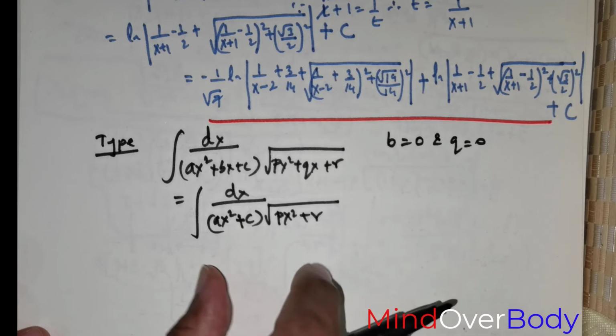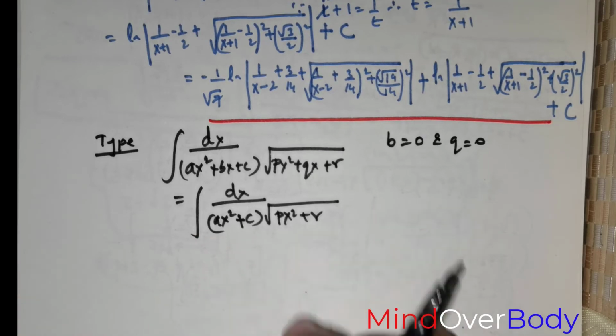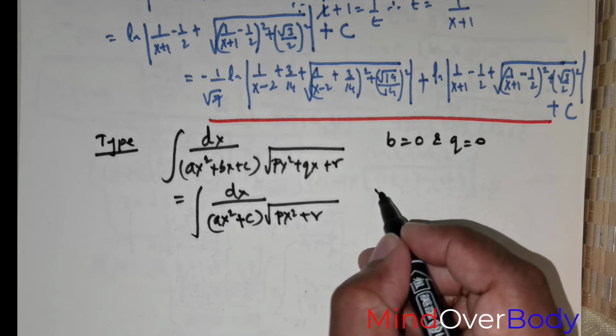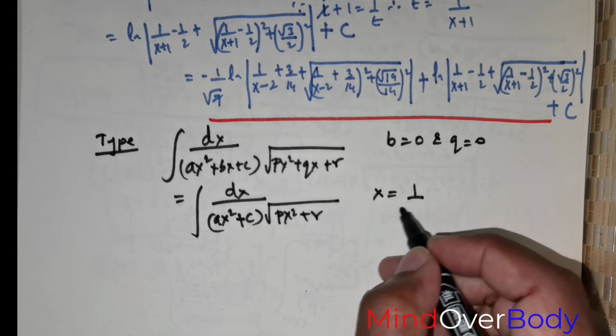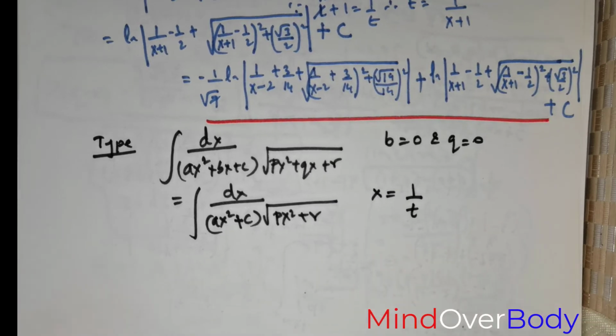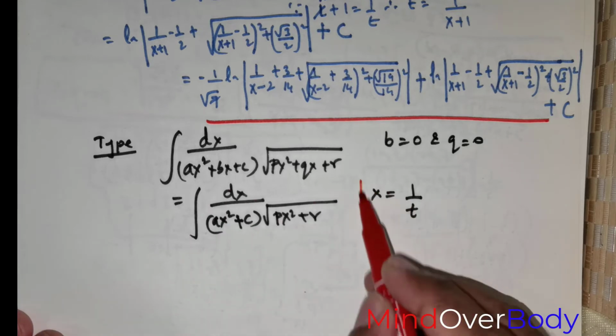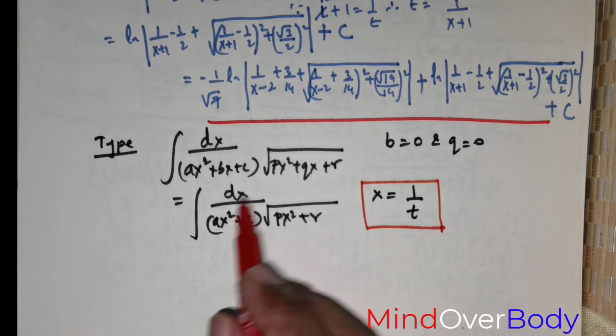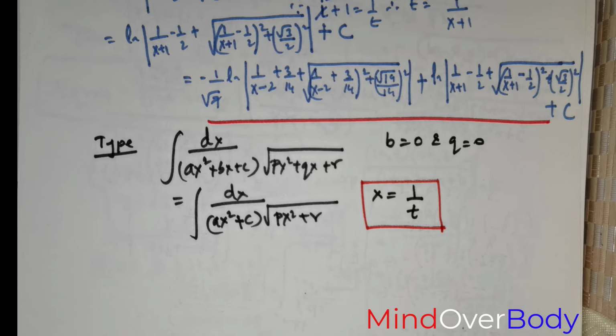Now if you were to be given a question like this, the required substitution that you will have to take here is x is equal to 1 over t. So have that in mind. This is very important. If you make the right substitution, the solution is easily achieved.